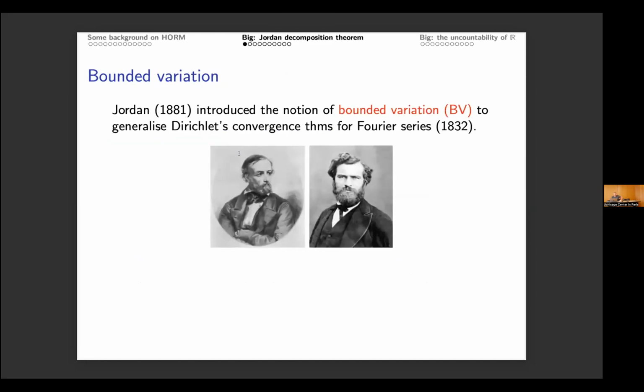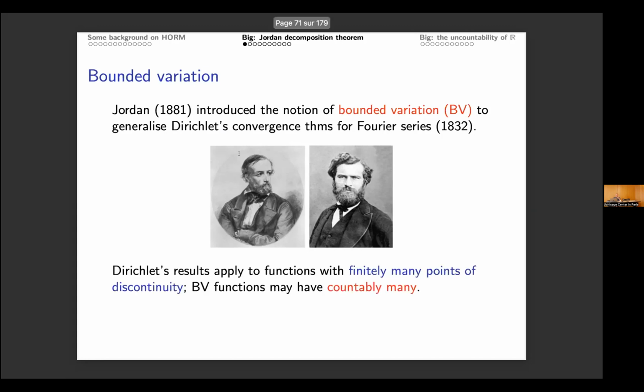Now, our next big system, the Jordan decomposition theorem. Jordan introduced the notion of bounded variation. Why? Dirichlet had proved some convergence theorems for Fourier series. Unfortunately, that was rather limited because in Dirichlet's results, the functions can only have finitely many points of discontinuity.